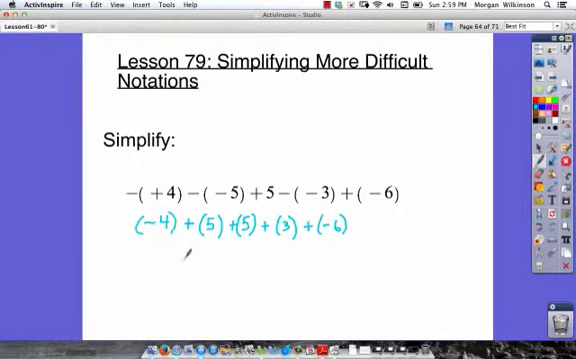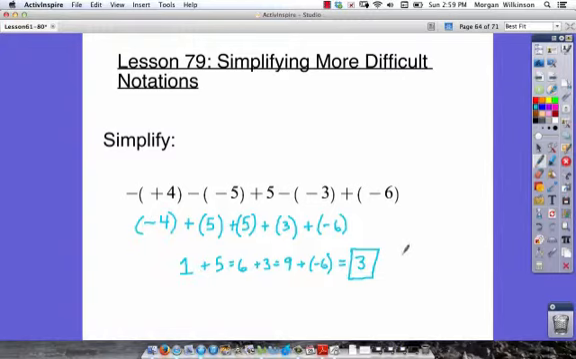Negative 4 plus 5, well, that's 1. 1 plus 5, that's 6. 6 plus 3, that's 9. And 9 plus negative 6, that must be equal to positive 3. We've got our answer.